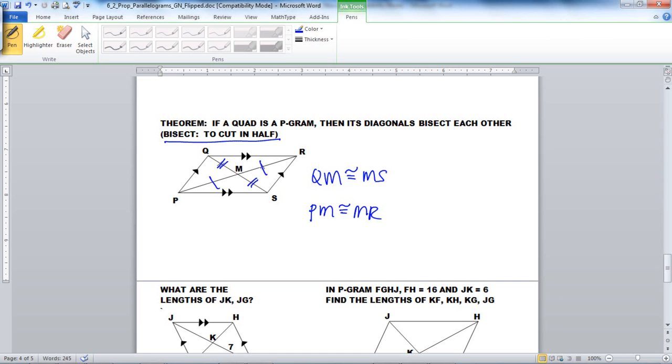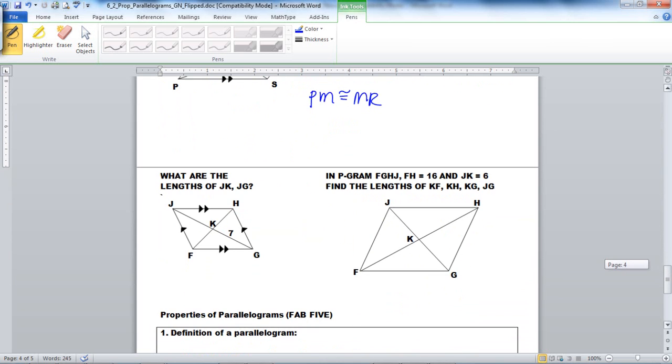And notice again I used two different types of tick marks because these diagonals are not congruent to each other. So I know just this part here is congruent to that one, and just that part here is congruent to that. So if this is 7, I know that part there is 7. Now notice it also asks for JK, so we know JK is equal to 7.